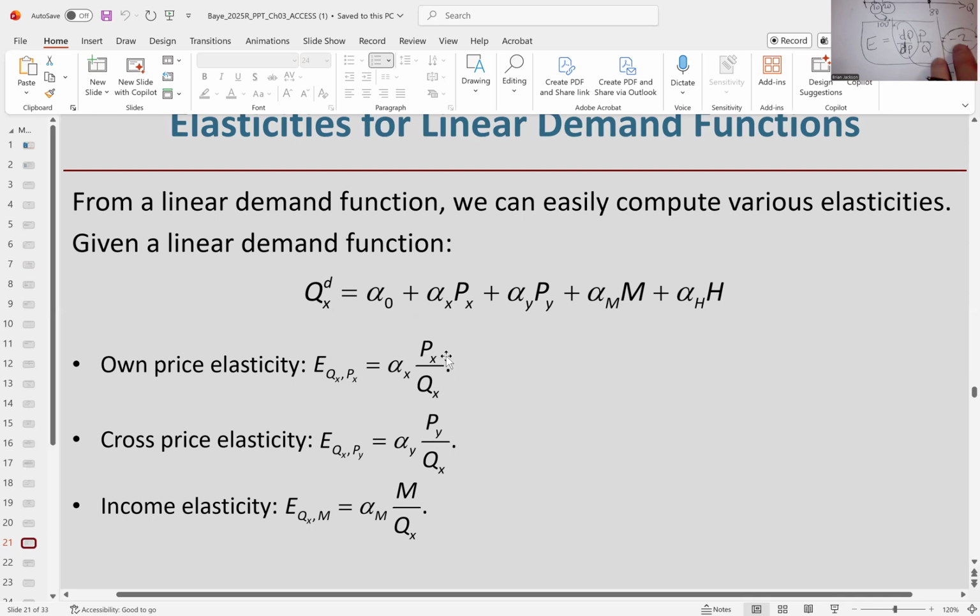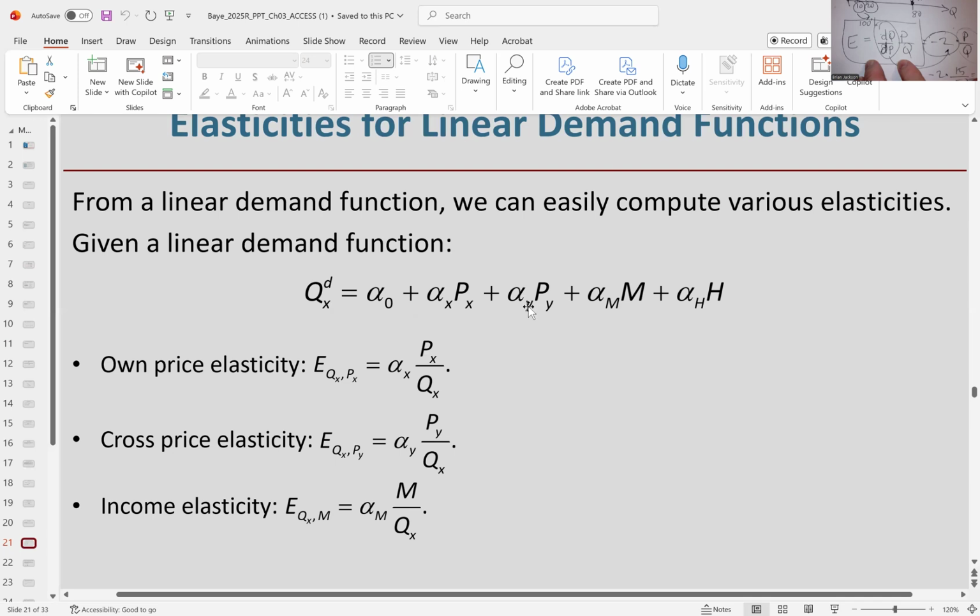So watch my finger here on the left. Okay. P over Q right here. P over Q. This is the derivative. That's the alpha sub X. And this is P over Q. Okay, so it gives you the own price elasticity, and the cross price elasticity and income elasticity are found similarly. It's just you're going to these other terms here.